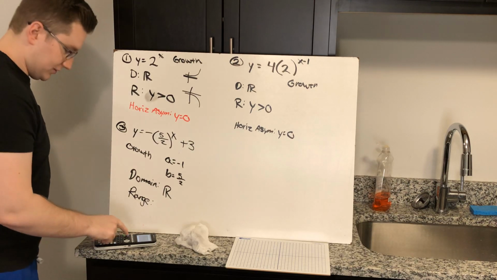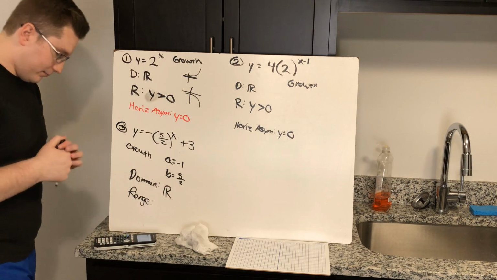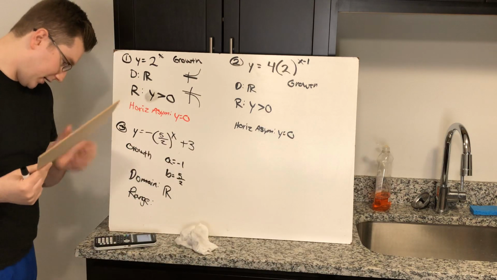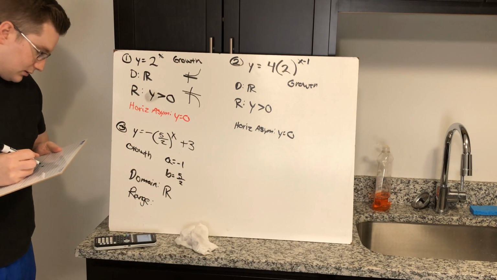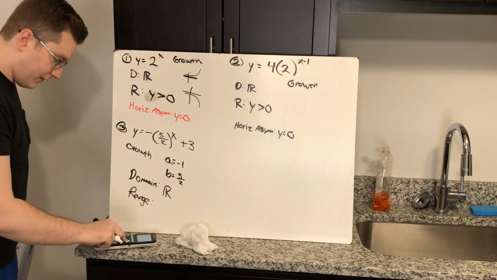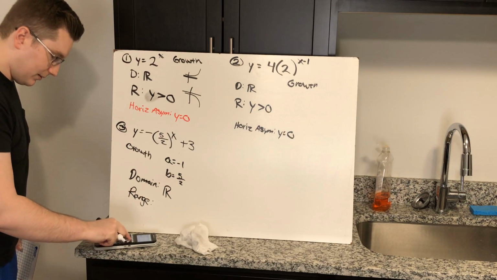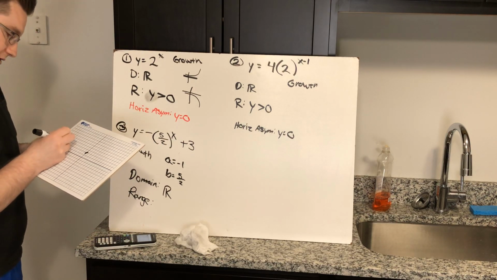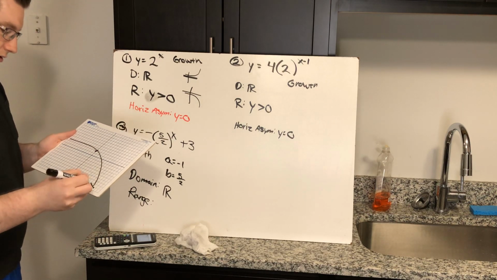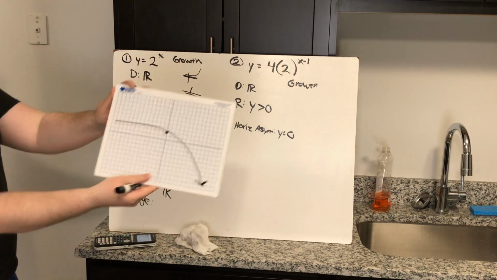So I'm going to go second graph, get some points. And we have 0, 2. And then some really funky ones. Some things that don't really matter. So just follow the shape of this. Doesn't need to be perfect. Should look something like this.